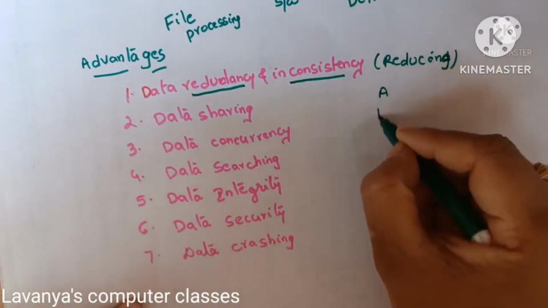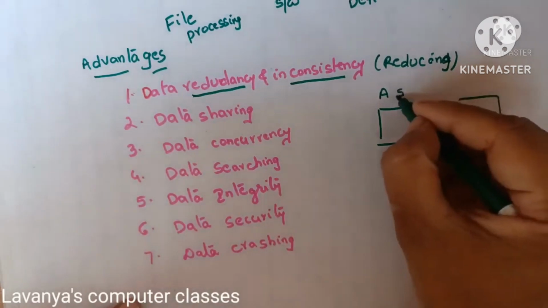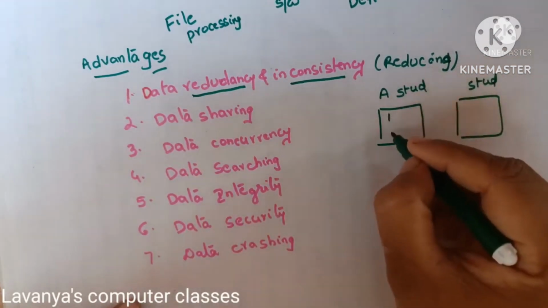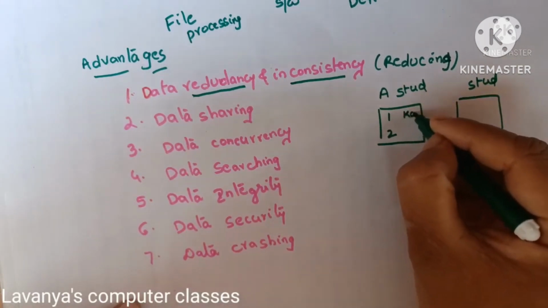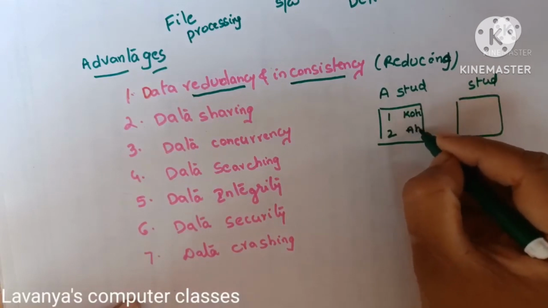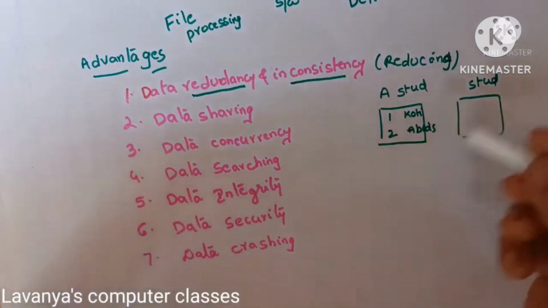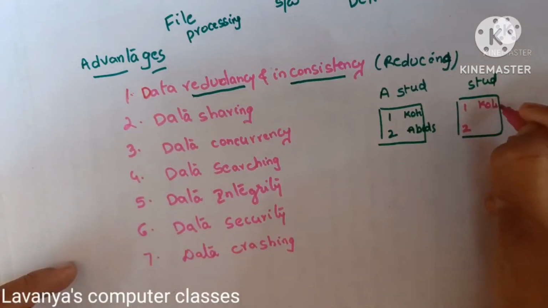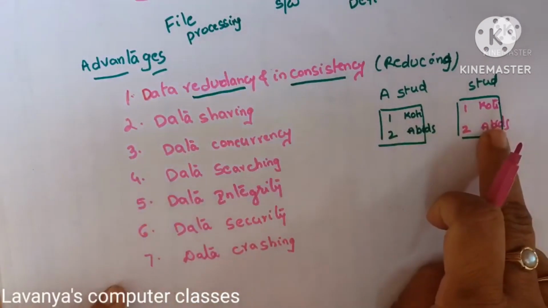For example, there is one file and another file. Both files maintain the student information only. For example, here two students' information is there. Serial number 1, serial number 2. The first one is stored in Koti, the second one is in Begum Bazaar. Similarly, here also the same thing. The same information is available in a number of places. That is called repetition, data redundancy. It is there in the file processing system.